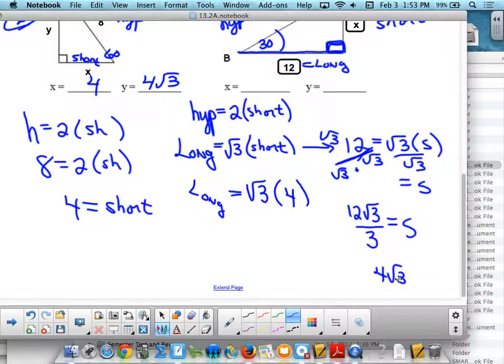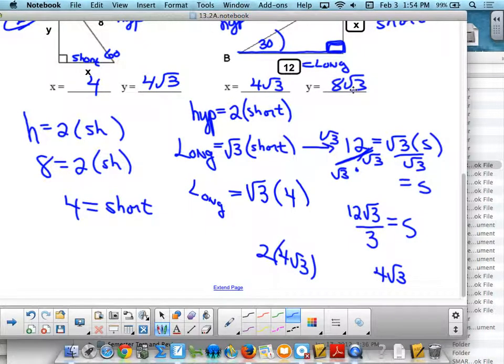Okay, so that would be where? X. That's x? Okay, 4 square roots of 3. And then you times it by 2. Yeah, y is the hypotenuse, so double it. How do you double that? Double and you get 8 square roots of 3.